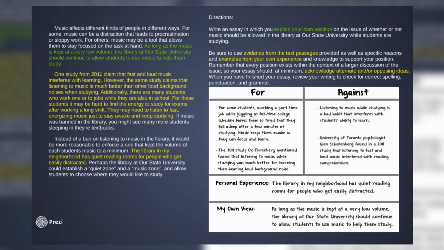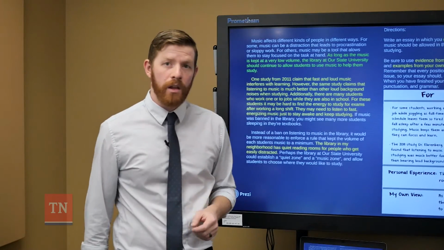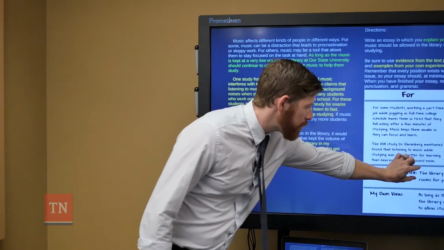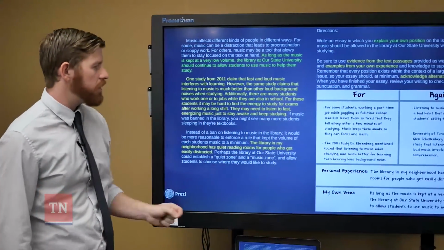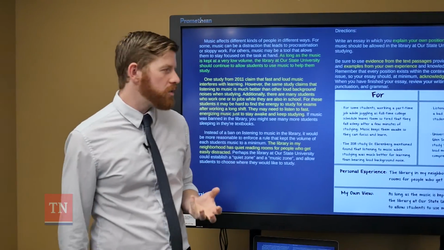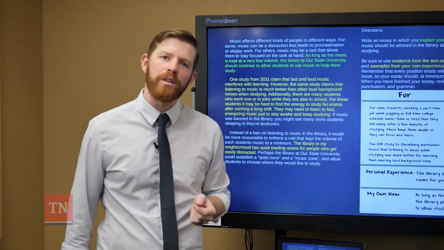The library in my neighborhood has quiet reading rooms for people who get easily distracted. Perhaps the library at our state university could establish a quiet zone and a music zone, and allow students to choose where they would like to study. So in this case, I've really just taken my own personal experience and plugged it in here, and then I used that to support or strengthen my argument.